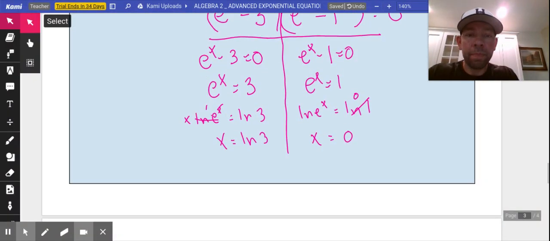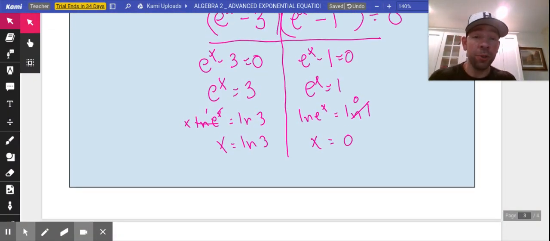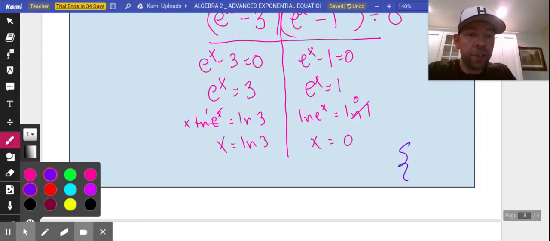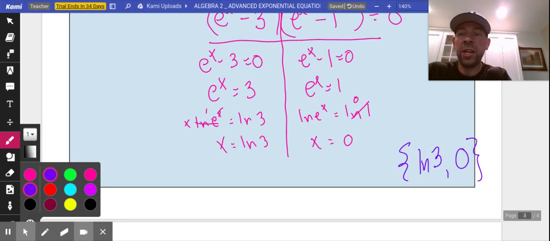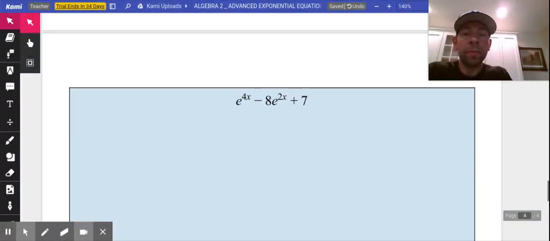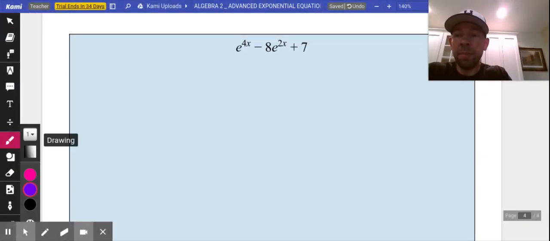All right. So yeah, just to clarify, your final solutions are the ln of 3 and 0. They both would check. There's nothing wrong with either one of them in this case. Okay, again, looks like I'm missing the equals 0. This should be set equal to 0.